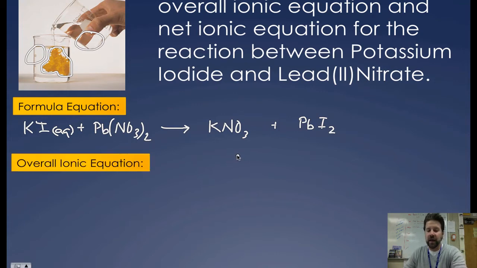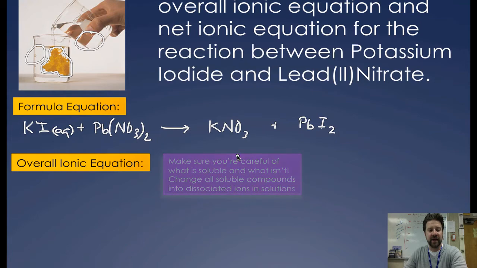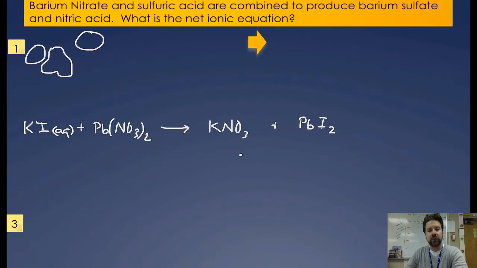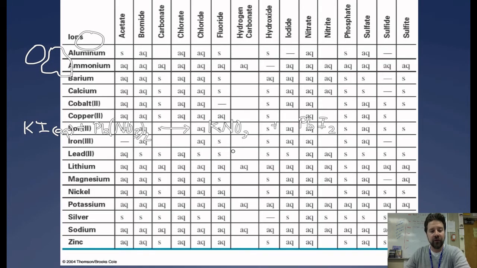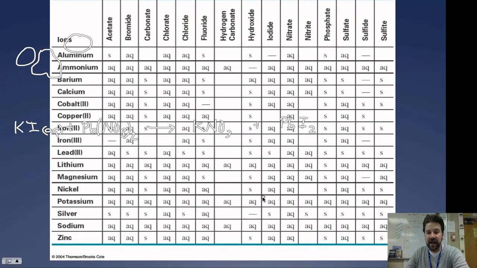So let me go to a different slide that has a table on it. Right here, our first chemical was potassium iodide. Here's potassium, and it meets iodine right here, so that is an aqueous species. We had lead(II) nitrate. Here's lead(II), and if I go all the way across to nitrate, that's aqueous as well. KNO3 is potassium nitrate. That meets right here, aqueous as well. And the only one that's left over was that lead iodide.